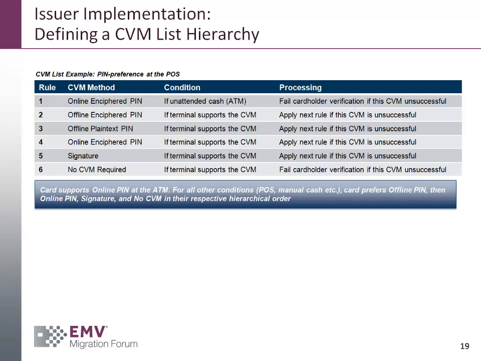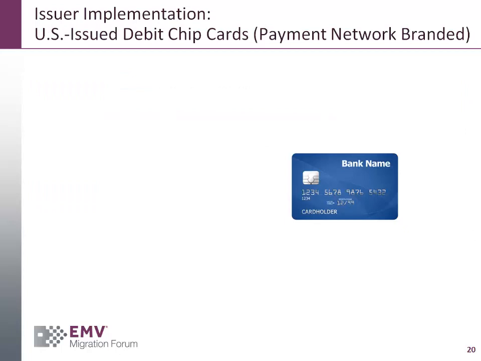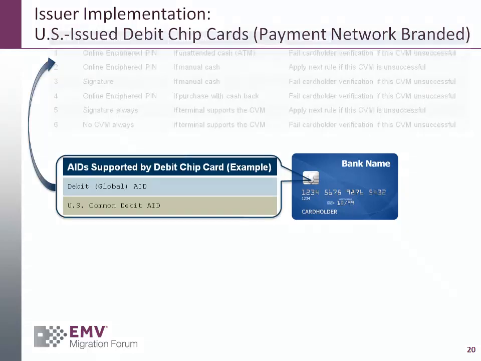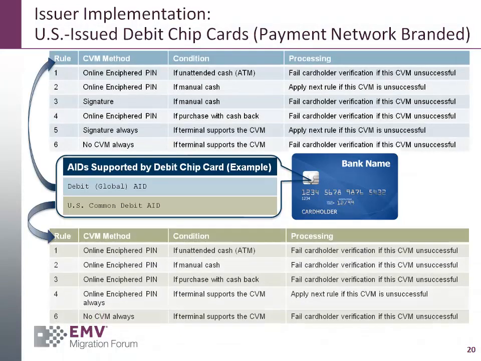The CVM list in this chip card also supports online PIN at the ATM. For all other conditions, the card prefers offline PIN when offline PIN is supported by the POS terminal, then online PIN, then signature, then No CVM, in that order. A U.S.-issued payment network branded debit chip card will typically have two AIDs, a global AID and a U.S. Common Debit AID.